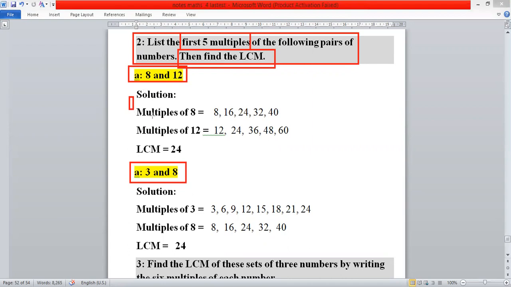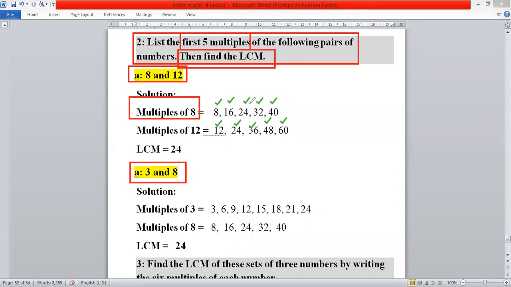So here we write the first 5 multiples of 8: 8 ones are 8, 2 eights are 16, 3 eights are 24, 4 eights are 32, and 8 times 5 is 40. Multiples of 12: 1 times 12 is 12, 2 times 12 is 24, 3 times 12 is 36, 4 times 12 is 48, 12 times 5 is 60. So first of all, we write 5 multiples and then choose the common multiple.